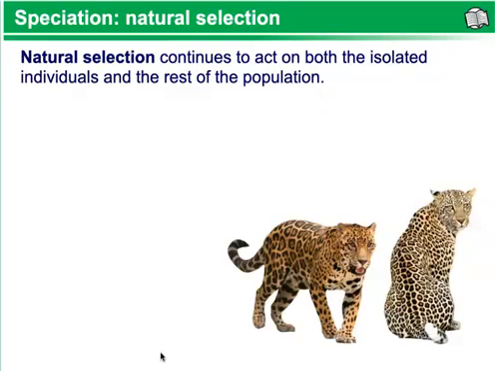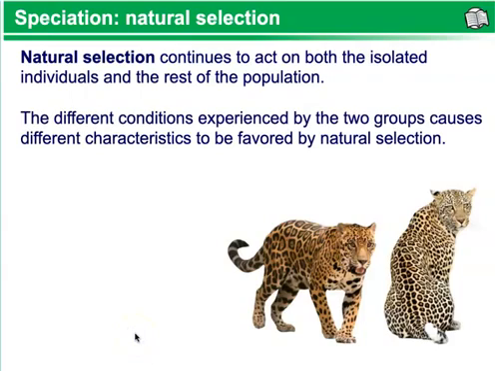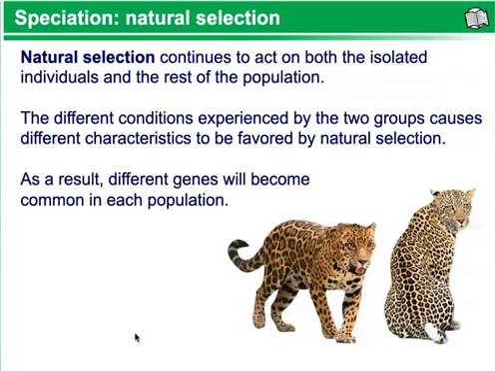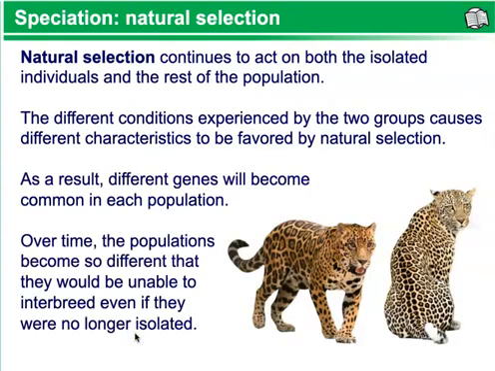Natural selection continues to act on both the isolated individuals and the rest of the population. The different conditions experienced by the two groups cause different characteristics to be favored by natural selection. As a result, different genes will become common in each population. And over time, the populations become so different that they are unable to interbreed even if they were no longer isolated.